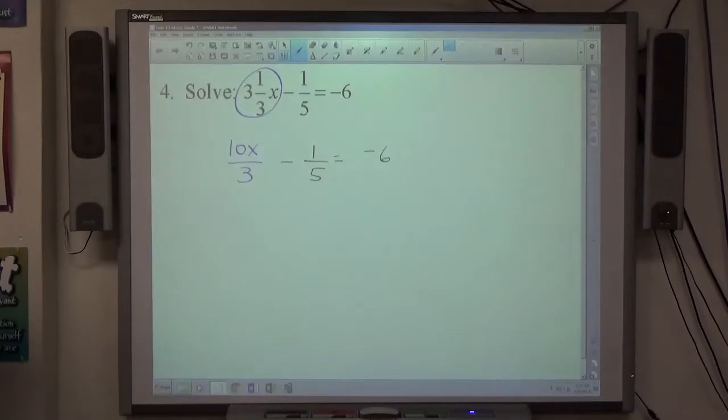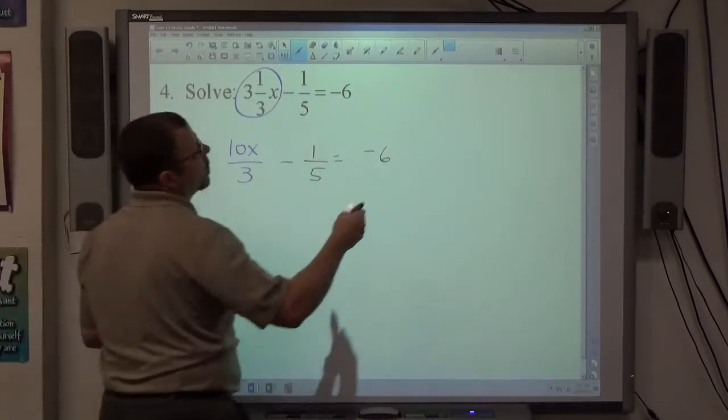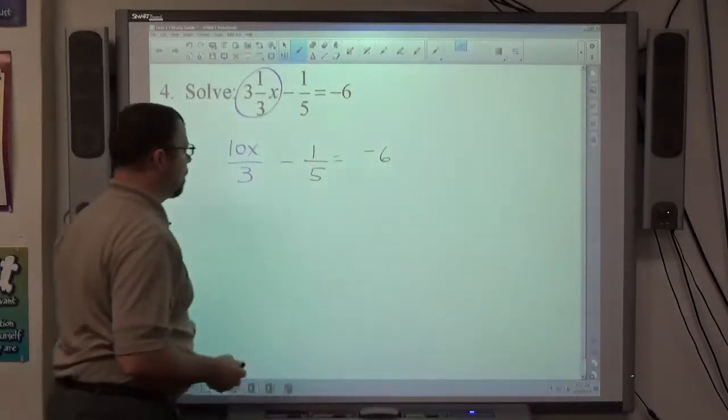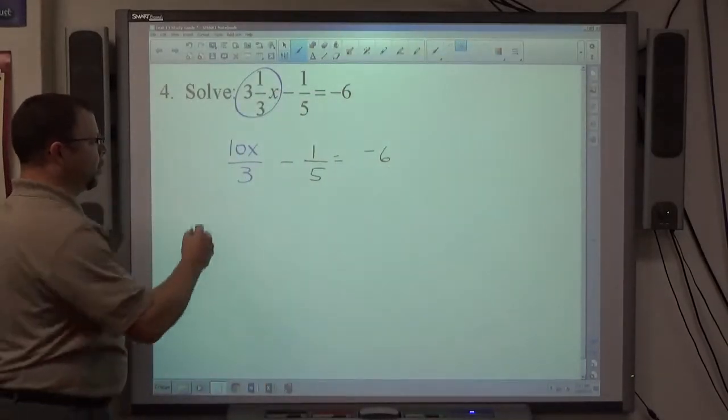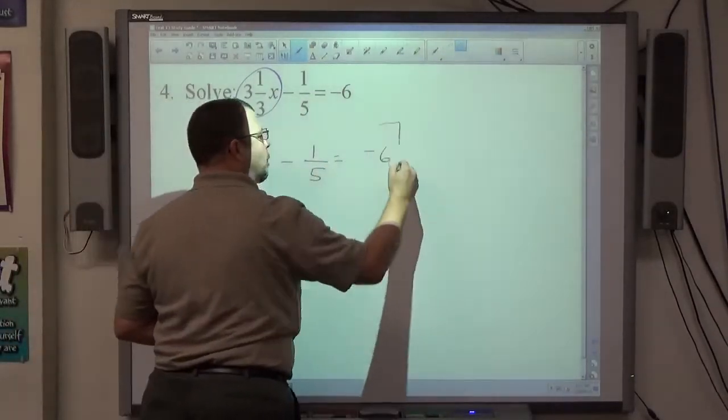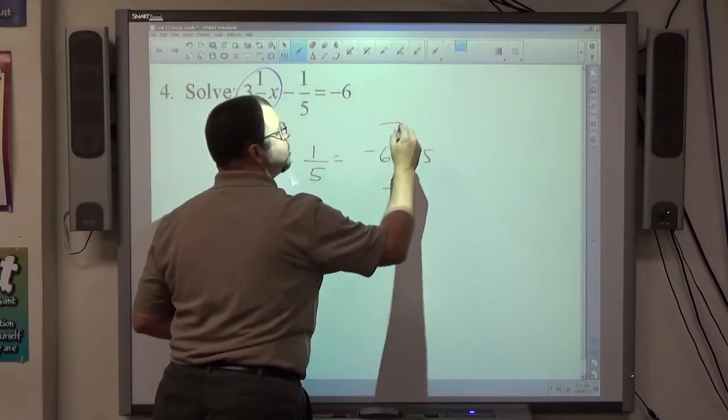Just rewrite the rest of the problem, just modifying what you need to modify. The next thing I like to do is get rid of fractions, so I'm going to multiply by the least common denominator of the fractions, which is 15. And that's multiplying every piece of this by 15.